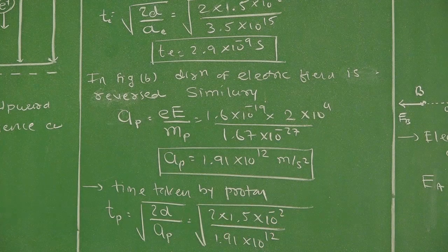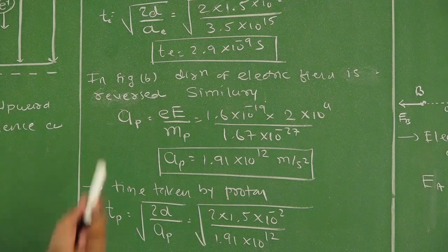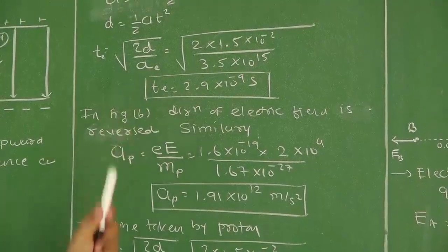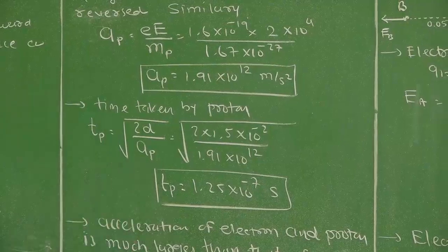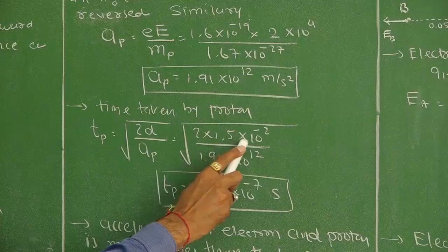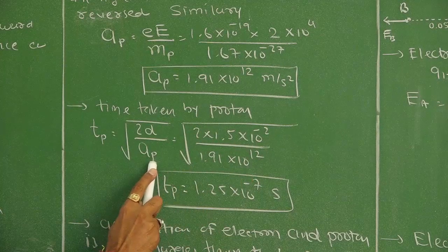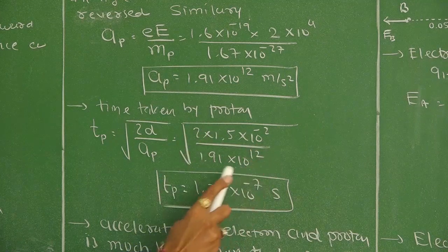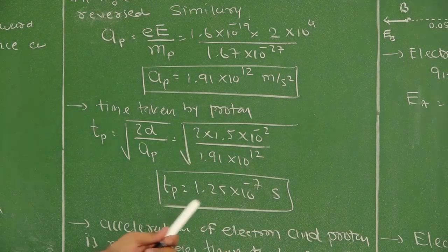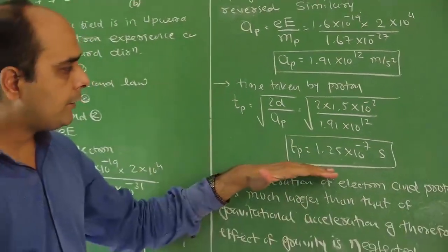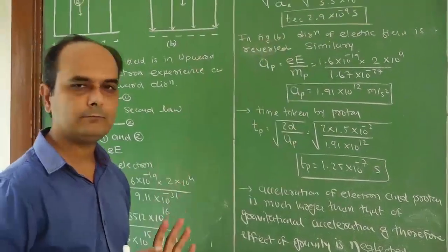Now, the time taken by the proton. Again, the same equation can be used. What changes is that the acceleration of the electron is replaced by the acceleration of the proton. Again the same equation, t equals under root of 2d by a_p. Distance d is 1.5 × 10⁻². Acceleration of the proton is 1.91 × 10¹². By calculating them, your answer will be 1.25 × 10⁻⁷ second. This is the time taken by the proton and this is the time taken by the electron.